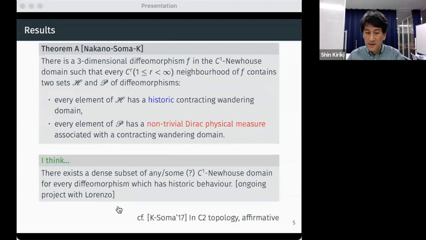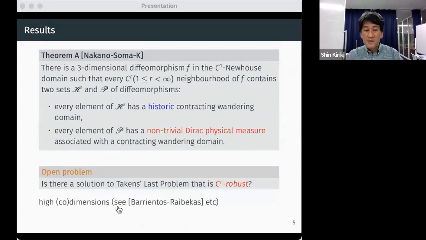In fact, compared with the result given in the paper by Soma and myself, we show that any C2 Newhouse domain for two-dimensional diffeomorphisms contains a dense subset where every diffeomorphism has historic behavior. Then a similar result might be true in the C1 domain. This may be contained in the collaboration I started just last week with Lorenzo. Anyway, robustness of the positive or negative solution of Tarkin's last problem is still open in every regularity, even in the C1 or C2 topology. Honestly speaking, I gave up trying to prove it. So I hope anyone will solve it or give a different view about Tarkin's last problem in the future.